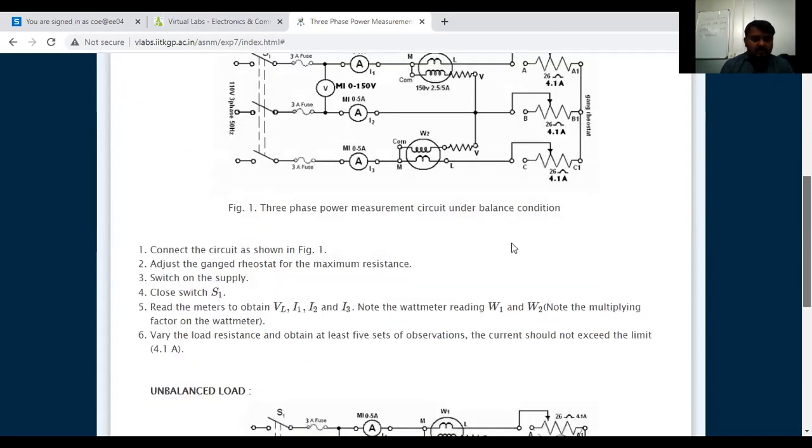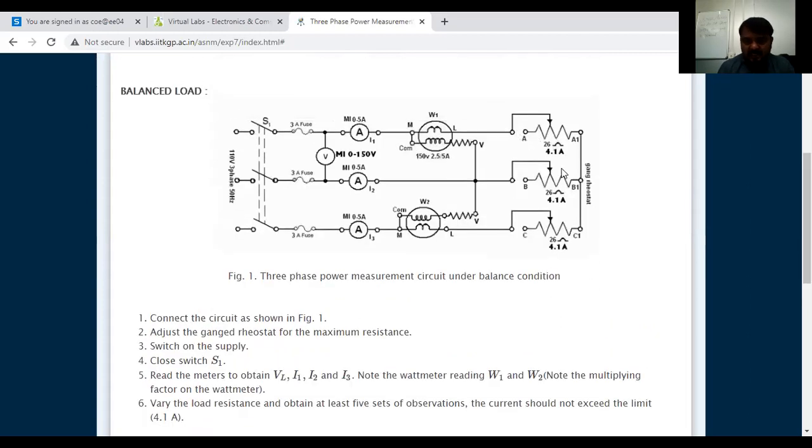Okay. Next, connect the circuit as shown in the figure. According to this, we have to do the connection. Next, adjust the ganged rheostat for maximum resistance here. Now, ganged rheostat means this indicates a variable value. If it is connected to this point, it is a fixed one. 0 to maximum, we can use that. Suppose 100 ohm resistance is there, it has two terminals here and here. If I connect this one to here and another one to here, it means the complete 100 ohm we have used here.